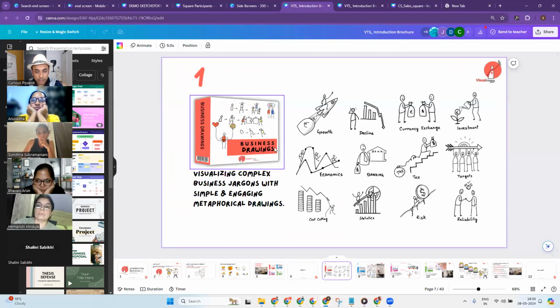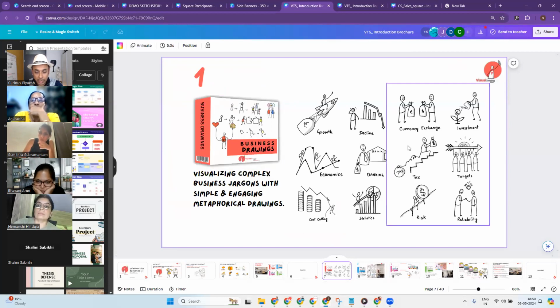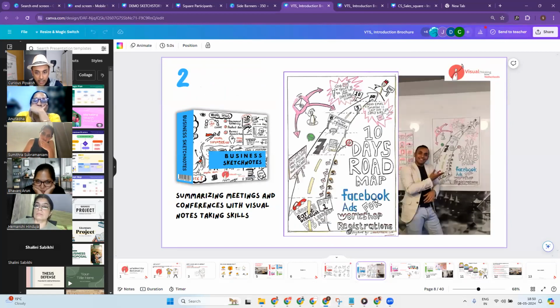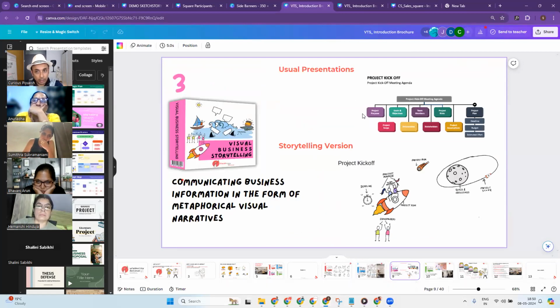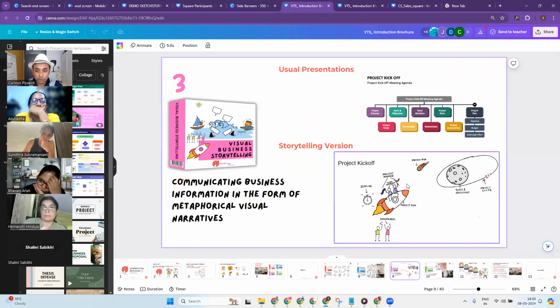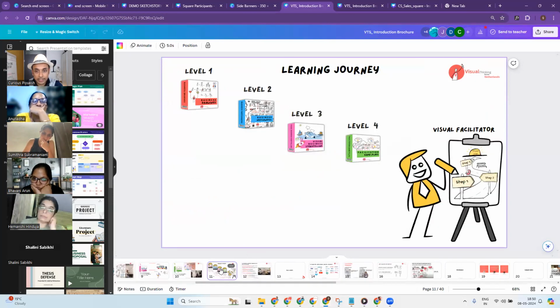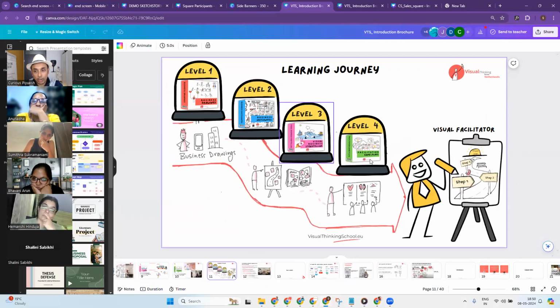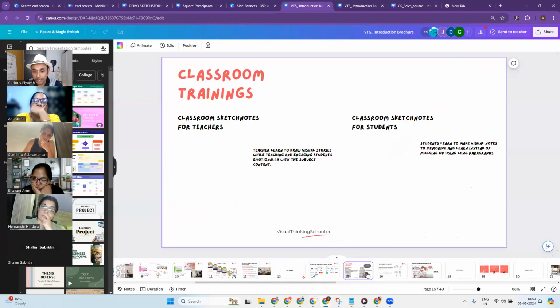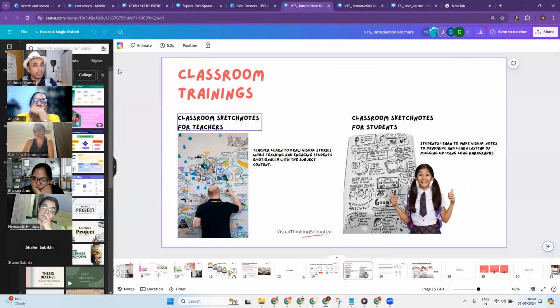So business drawing means you are able to visualize your jargons like this, and then sketch notes are what we did just now. Then visual storytelling is a different ball game altogether, and this is the third level, in which you learn how to convert these kinds of flowchart presentations into stories. And then comes graphic facilitation. These are the 4 levels in which we do this. And then comes the classroom sketchnote. So download the brochure and everything will be cool.